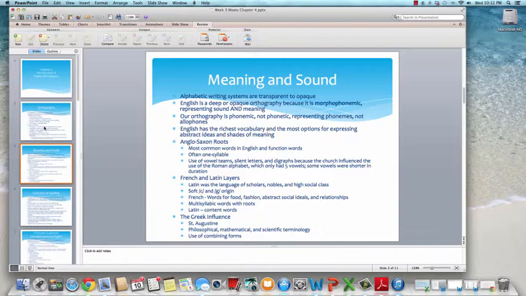Then finally, we have the Greek influence, and this came when we transitioned from Old English to Middle English. It can be traced to the residence of St. Augustine in Canterbury during the 10th century, so around 900 A.D. And there were all of our words that are philosophical in nature, mathematical and scientific technology.